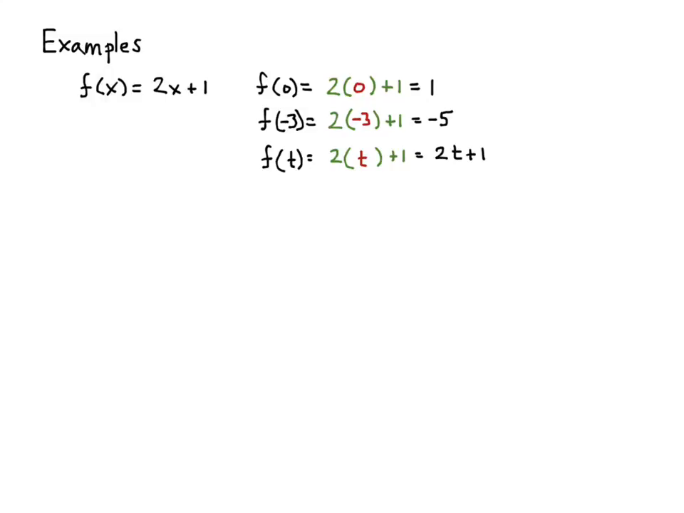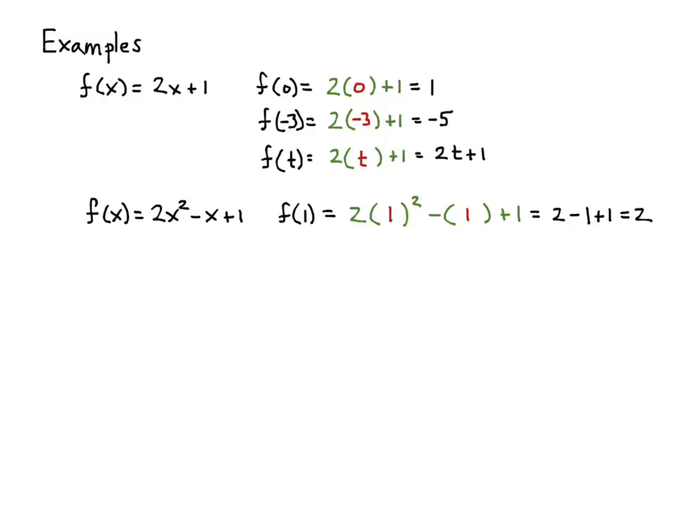The other instance where this method will be helpful is if we have a function that has the variable in more than one place. Like if we have this version of f at x is 2x squared minus x plus 1. If I write out, let's say I want to evaluate it at 1, I can write it out first with parentheses only, and then I'll drop in my variable there, 1, and then I can calculate 2 times 1 squared is 2, minus 1 plus 1, and so I get 2.